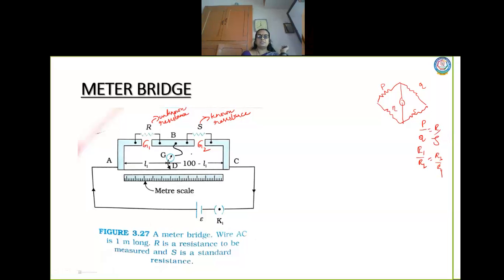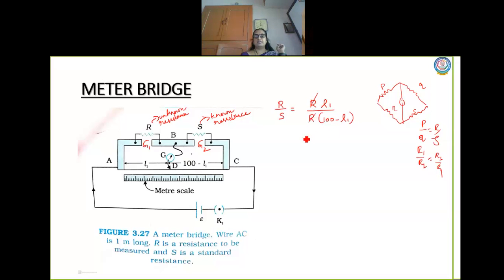So there are 4 arms now. One is AB, and here BC, and AD and DC. Is it clear, children? Yes? Now, if the jockey is moved along the wire, at one position the galvanometer will show no current. No current means the galvanometer will point out zero deflection, right? So we can write the formula R by S is equal to R into L1 divided by R into 100 minus L1.